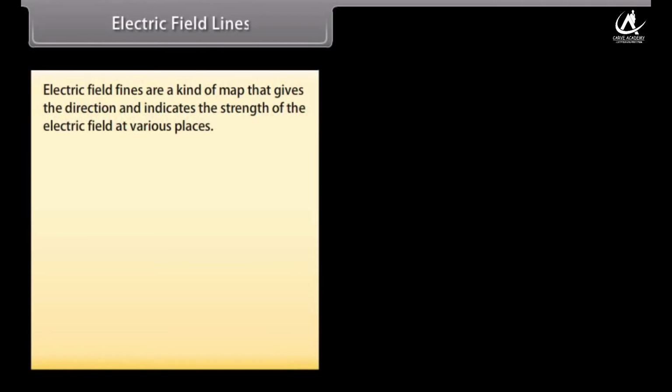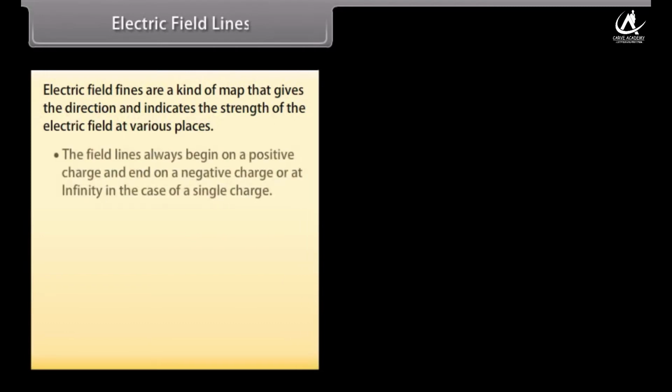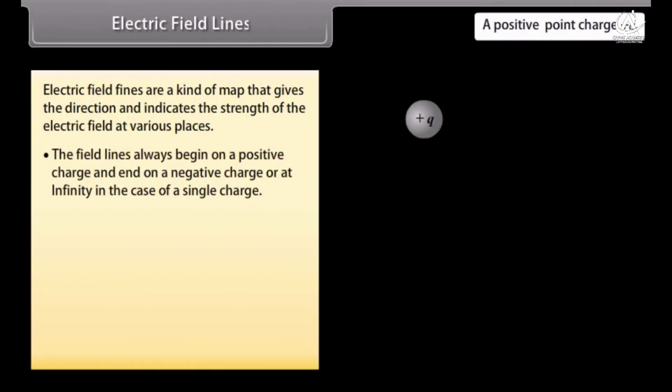Electric field lines. Electric field lines are a kind of map that gives the direction and indicates the strength of the electric field at various places. The field lines always begin on a positive charge and end on a negative charge or at infinity in the case of a single charge.